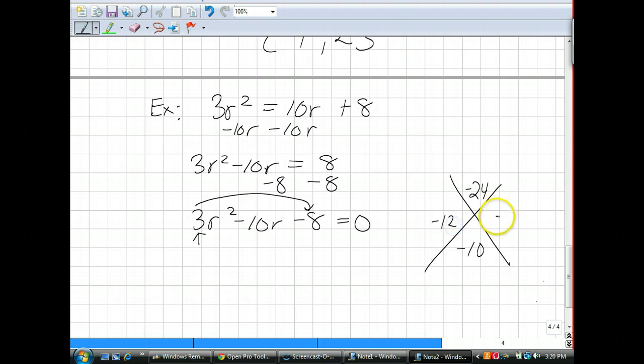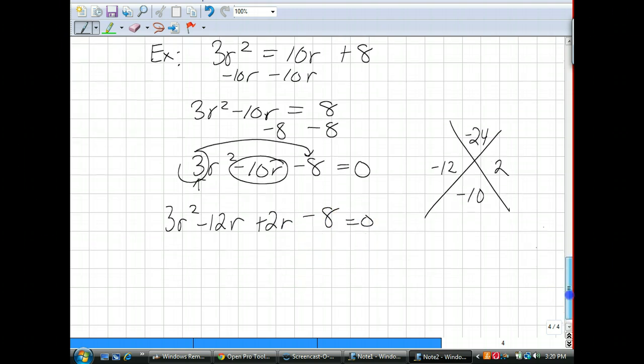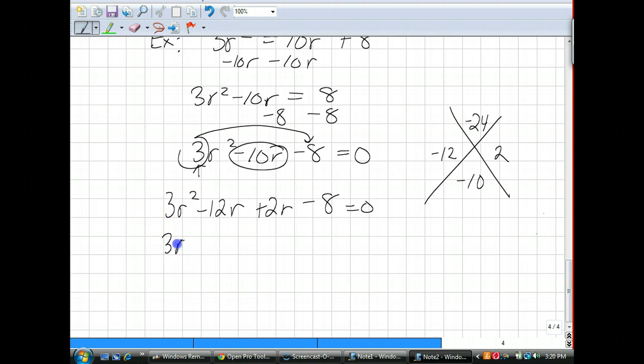Well, this is the hard part to figure out, but you just play with the factors until you get negative 12 and 2. And so then, because I had this leading coefficient, remember I have to factor by grouping. So I replace the negative 10r with what it came from. Then I factor by grouping.